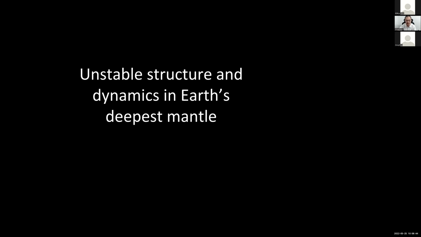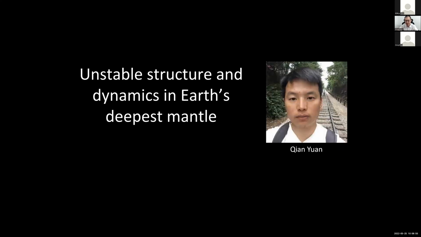Next I'm going to talk about one of my recent research projects. The title is Unstable Structure and Dynamics in Earth's Deepest Mantle, which is the lowermost mantle. Chen Yuan is my current student, and most of this work, the geodynamic modeling experiments, has been done by him. He just graduated, and he's going to be doing his postdoc at Caltech starting from August.